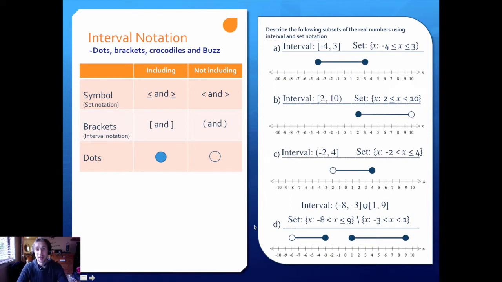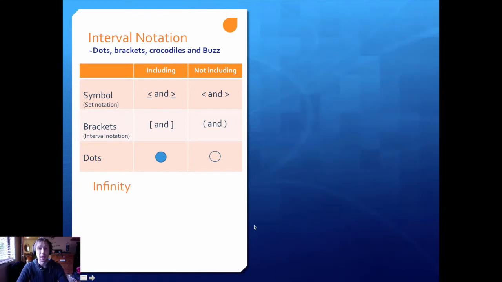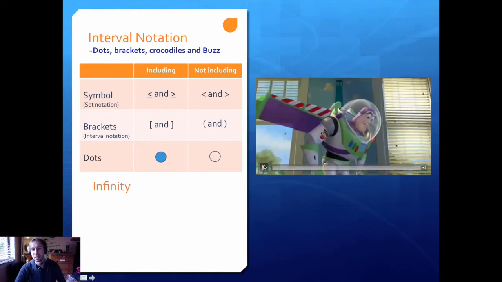Now, let's have a look at the next section. So, infinity. This here is a big thing, and this is where Buzz comes into play, and hopefully you'll recognize this as well. So let's have a look at Buzz in action.